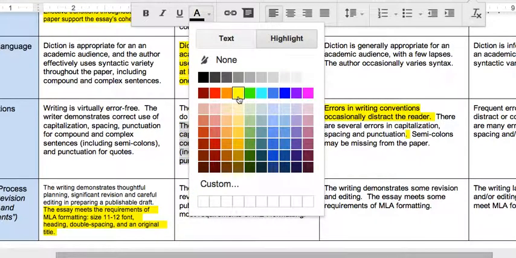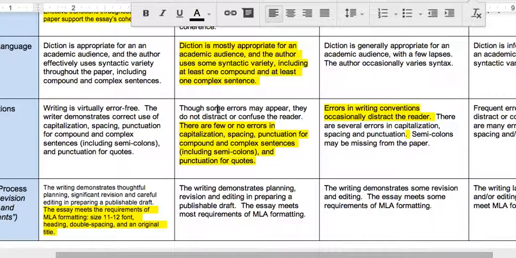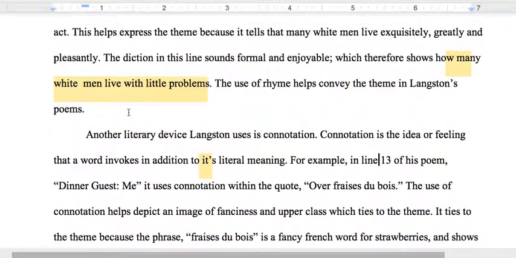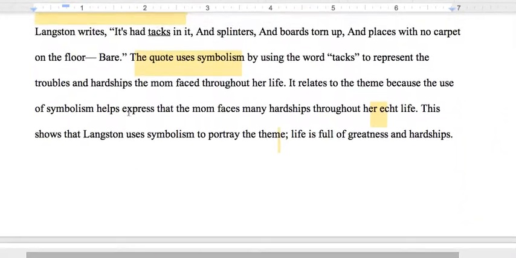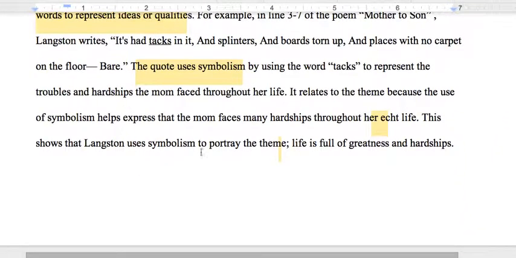There was an instance of a semicolon being used where a colon should have been used. That happened at the end of the first body paragraph. You have "portray the theme; life is full of greatness and hardships." This semicolon should be a colon because here we're introducing a theme. A colon introduces ideas. A semicolon separates ideas. Because I'm introducing the idea, like "here's the theme," colon. So this should be a colon.